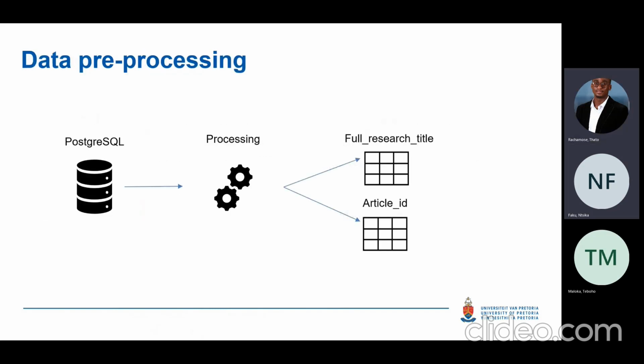We firstly obtained this dataset as a dump, which we loaded onto a PostgreSQL database. And after some further processing, we only achieved two tables that were of interest to us, namely the full research title and article ID tables. From here, I'll be handing over to Ntsika to take you through the rest of the presentation.